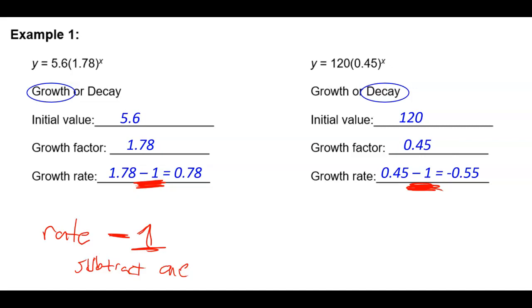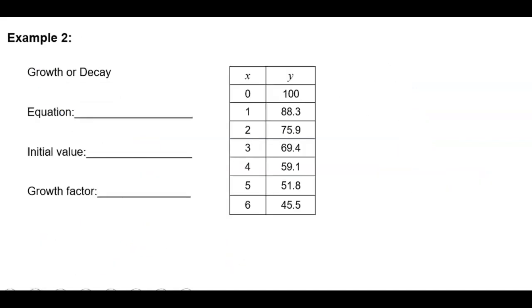Okay, example 2. I know there's not a picture here, but look at these numbers. As x is going up, 0, 1, 2, 3, 4, 5, 6, what's happening to the y values? Going down. What do you think that is? Decay, right? As the x goes up, if the y goes down, that's decay. Okay.